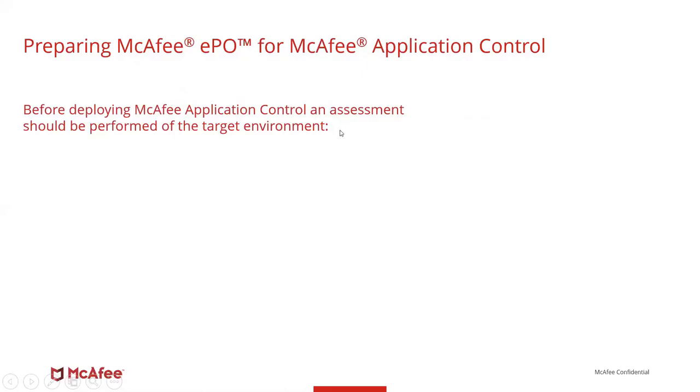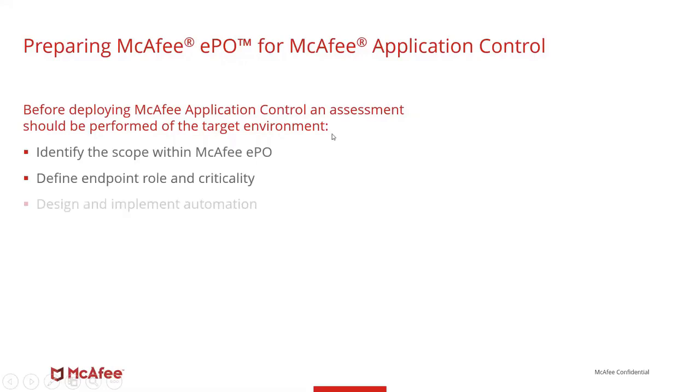So to basically get your environment ready before deploying app control, the first thing, like we said, is identify that scope. Then define the endpoint's role and the level of criticality. Basically, you want to understand when you can reboot or what type of graceful changes can be allowed in this environment, because you don't want to cripple your business operations at the same time. Then, of course, designing and implementing the automation that you want from EPO, whether this is done by tags and queries or a combination of both. And then you want to identify the actual change process that you're going to have to follow, whether that's going through a CAB for approval or things of that nature. And, of course, prepping the paperwork to go through said change process.